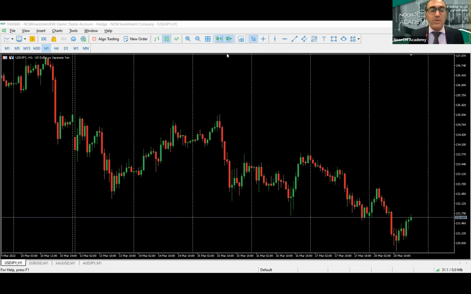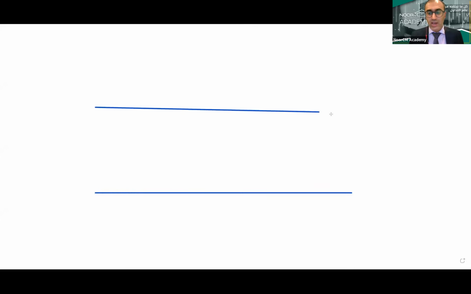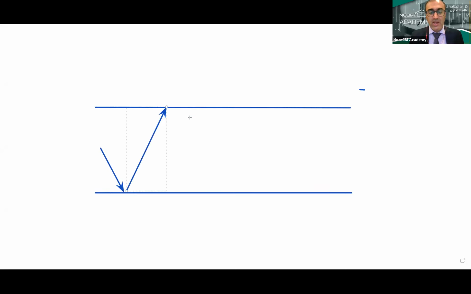Support and resistance. In the world of currencies, it's like table tennis, like ping pong. Most often, the ball has to go from point A to point B. Most often, not necessarily. It has to go to point A, then it has to go to point B and come back.